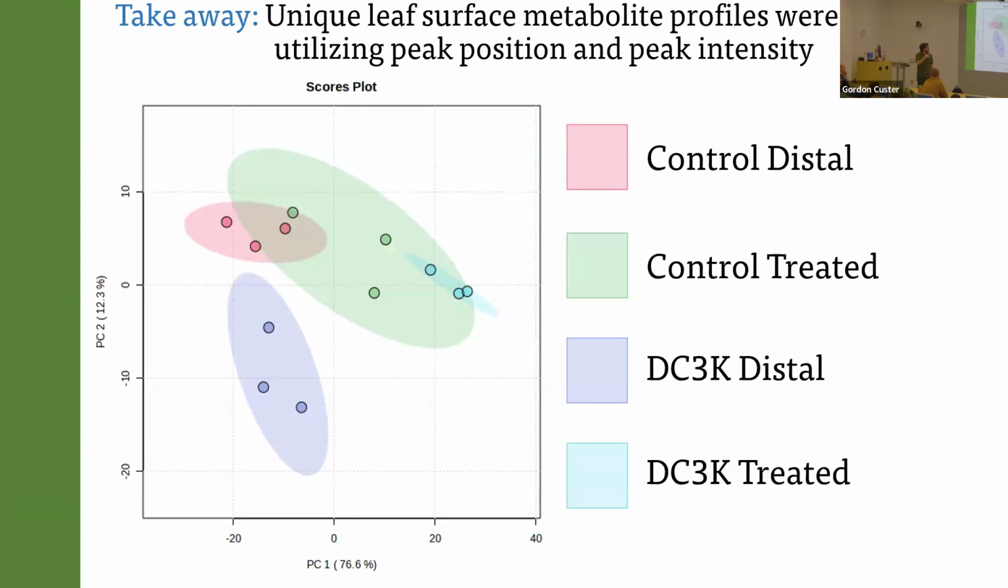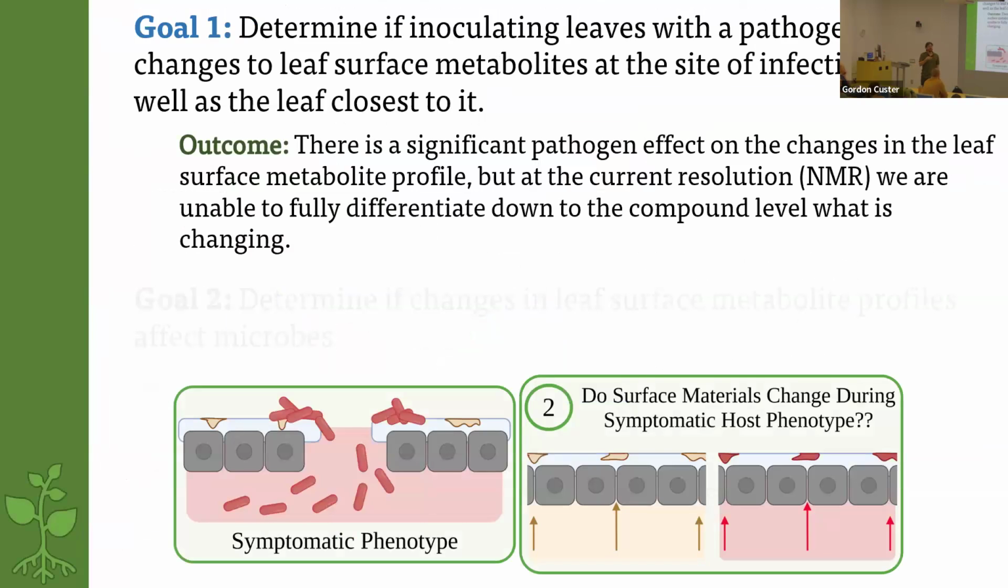Okay, and so this was particularly exciting and gave us a really interesting outcome, which is that there is a significant pathogen effect on the changes in the leaf surface metabolite profiles. But at the current resolution, which is NMR, it's impossible to fully differentiate down to the compound level. I tried, it is impossible. So that was really exciting.